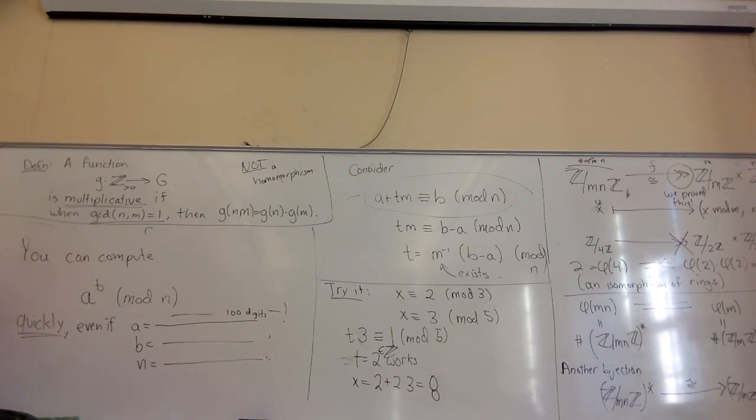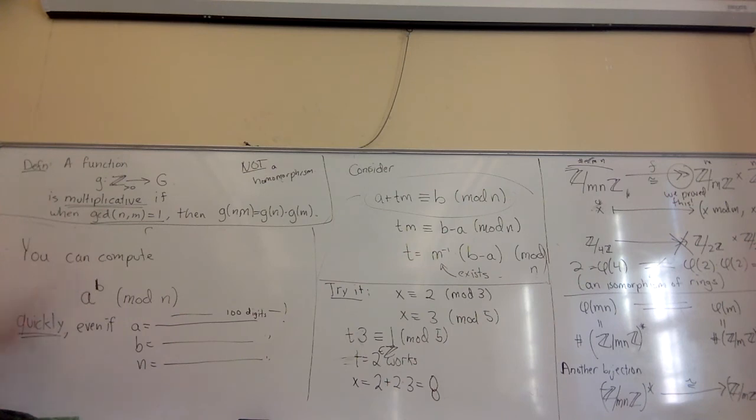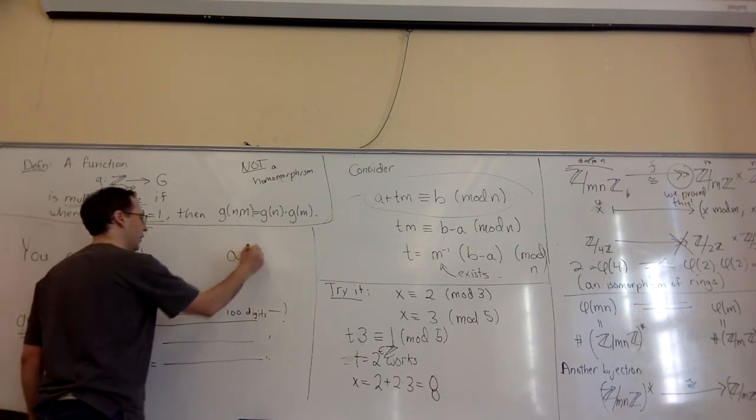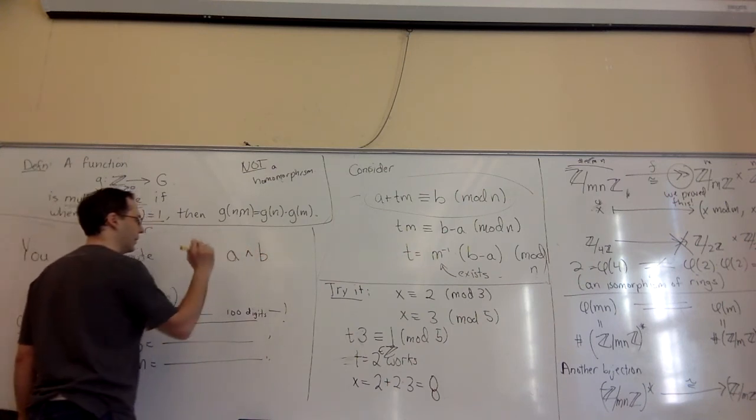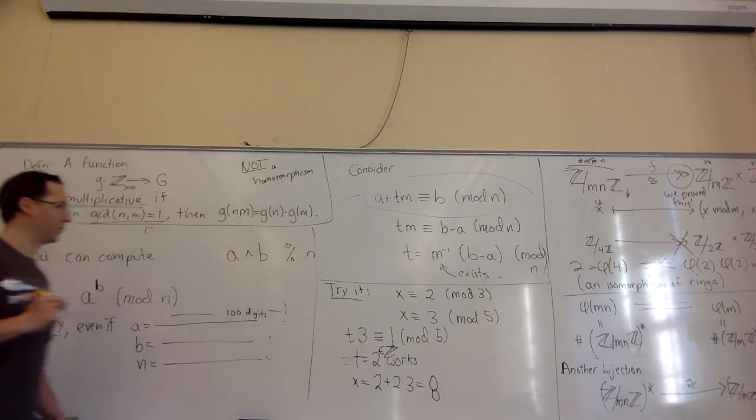So that's the last thing I wanted to tell you about. In the book I go into great detail to show you how to do it by hand, but definitely not going to do it by hand in here. Also, if you were to type into Sage or Maple or whatever, a caret b mod n, something like that, this would never finish.